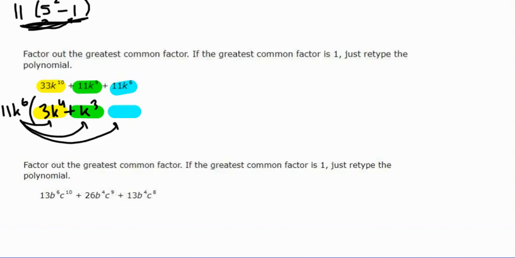Next, 11 goes into 11 once. K to the 6 goes into k to the 6 once. So I just have a 1 there. And remember, you can always check this by distributing the greatest common factor back through.